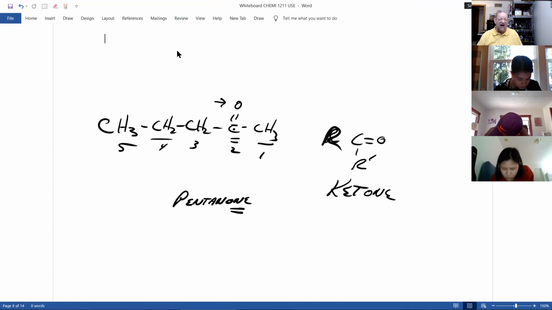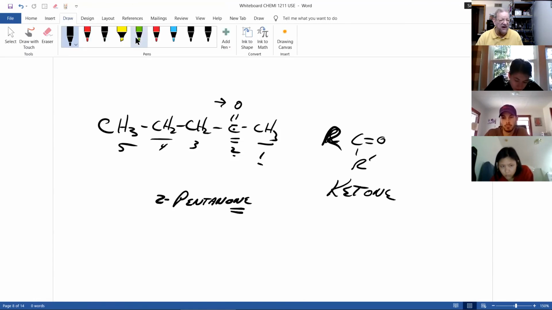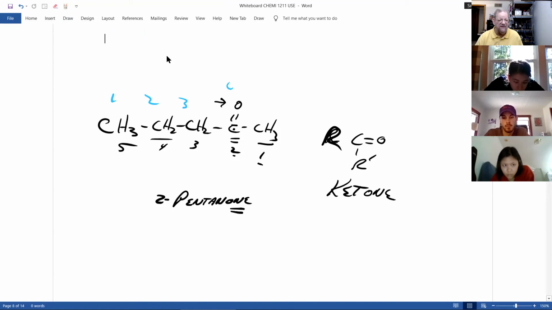Now, since this is not in a ring, I need a number. And what is the lowest number I could have? The carbonyl carbon. If I start from this side, it's on carbon 2. If I start from the other side, let's find out. It'd be 1, 2, 3, 4. And you always give the carbonyl carbon the lowest number because in the IUPAC rules, it has higher priority than alkyl groups or anything else.